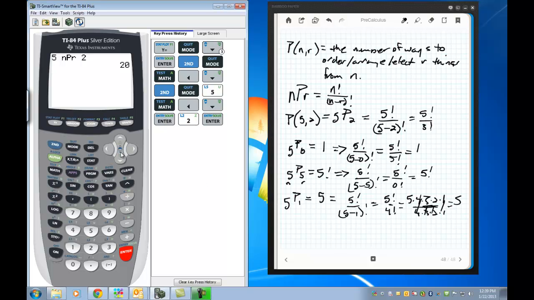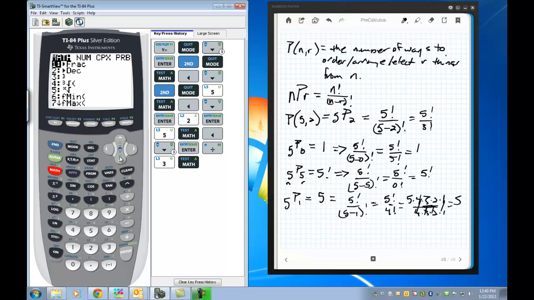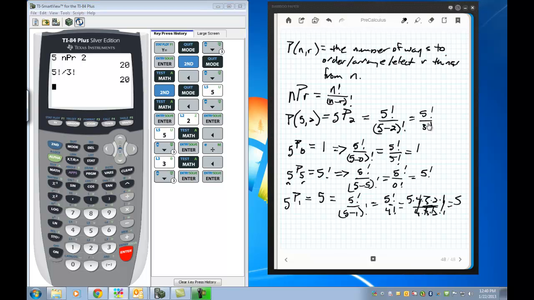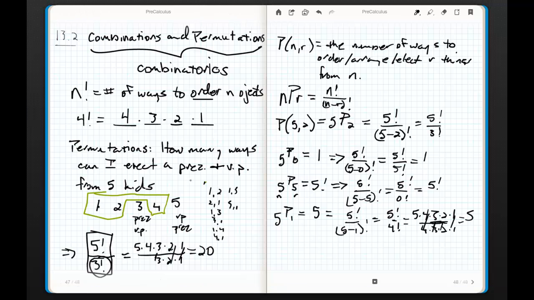Okay. Now let's say that for whatever reason I don't want to use the key, or I'm using something that's not truly nPr, but I want to use factorial. So I would just go 5, math, over to prob. Now, don't you wish they had hotkeys? It'd be nice. If you guys know how to do hotkeys, let me know. And then I'm going to divide that by 5 minus 2 factorial, aka 3 factorial. And I'll go over here, and down here, and voila. Nothing to it. Okay? These are called permutations. That's what we just did.